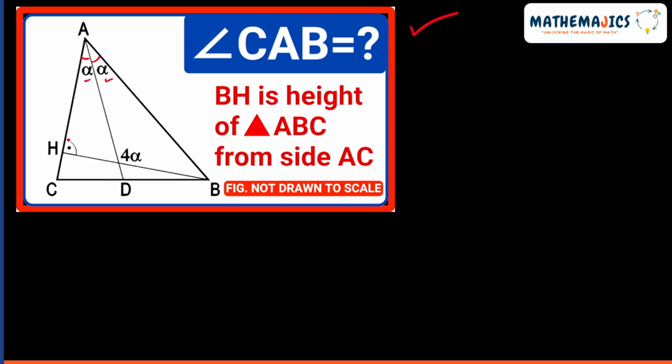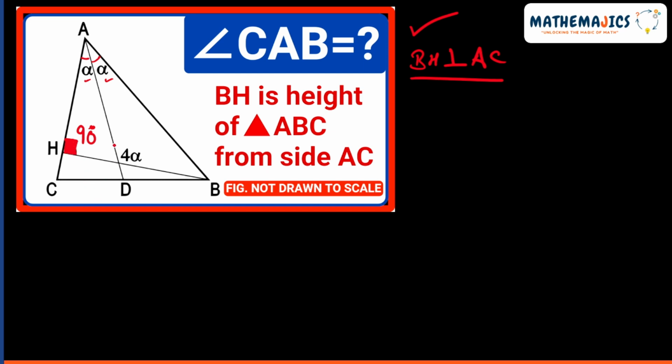If BH is the height, what will be this angle? This angle will be 90 degrees, because whenever we say that BH is height, that means BH is perpendicular to side AC. Yes, that is why this angle will turn out to be 90 degrees. Correct? Because height we always take perpendicularly, right?